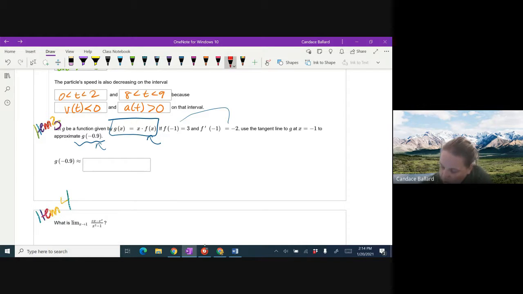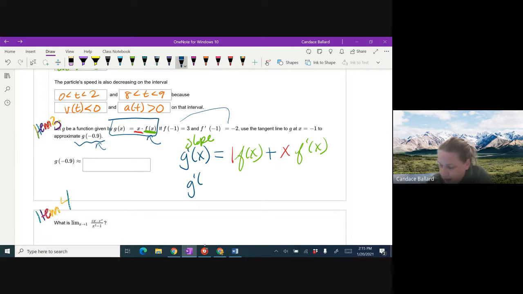Yep, good old product rule. So red and green, okay, so I've got g prime of x equals, derivative of the red would be 1, keep the green the way it is. We're going to add that to red the way it is, derivative of the green, okay? So that's going to be my slope, right? And I'm going to plug in the negative 1.